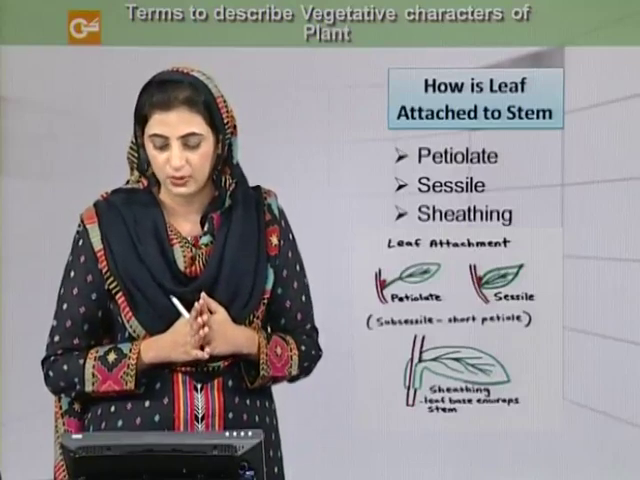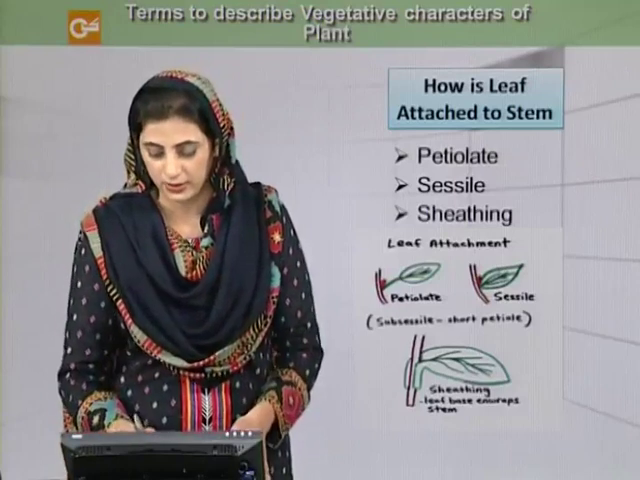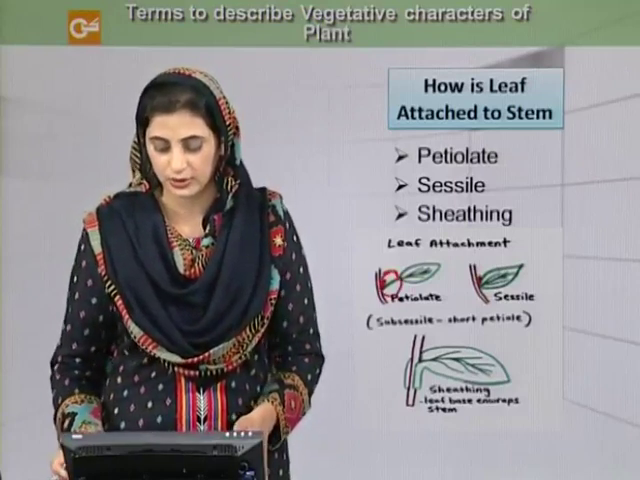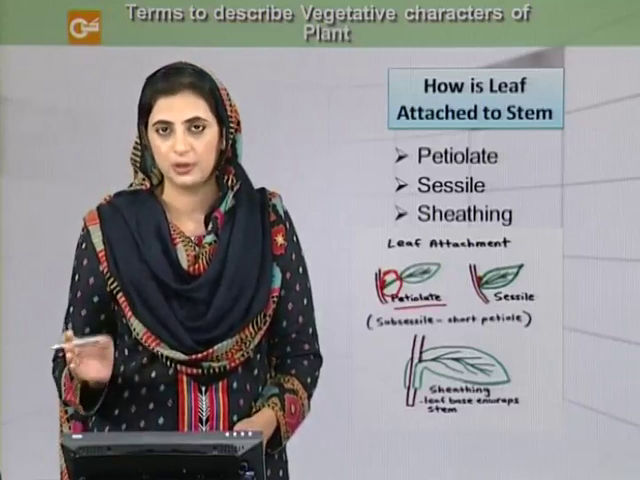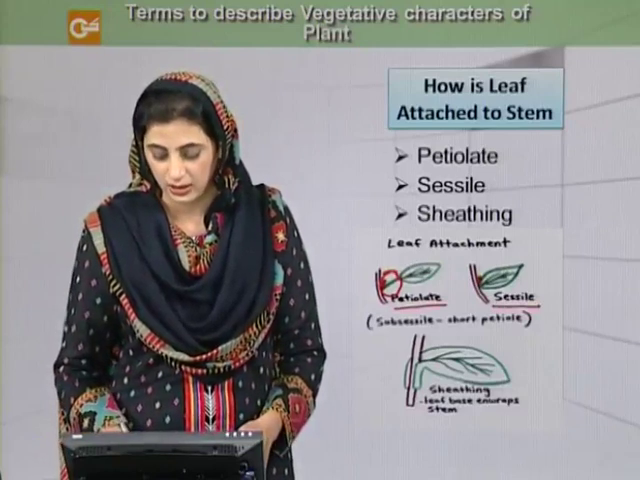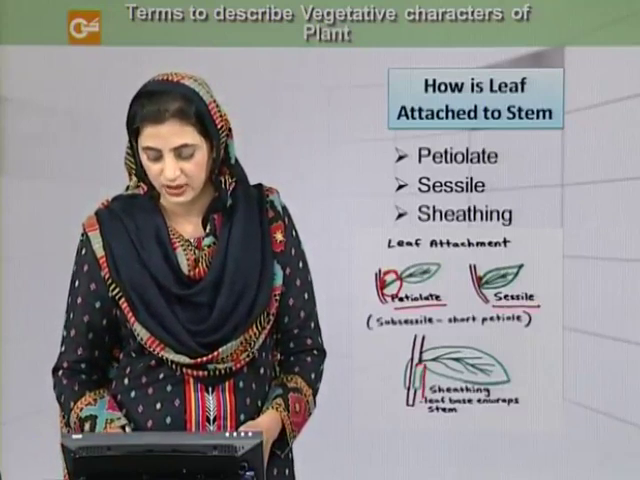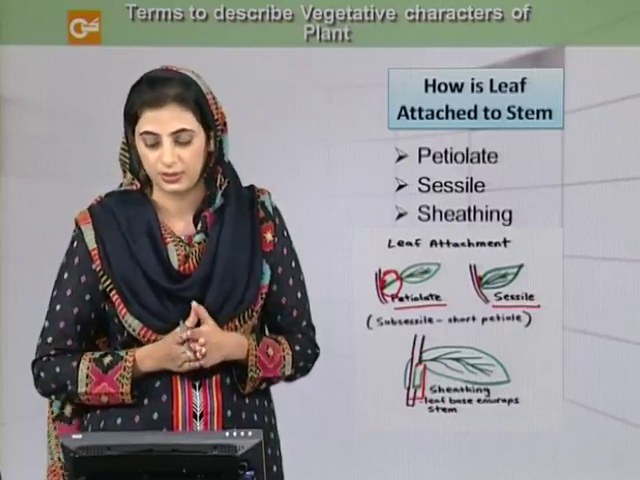Number 1 is petiolate. If it has a short petiole, we can see here this is the petiole structure we talked about earlier, then it is called petiolate. If the petiole is absent, we call it sessile. And if it originates and forms a sheath here from the base, then of course it is called sheathing.